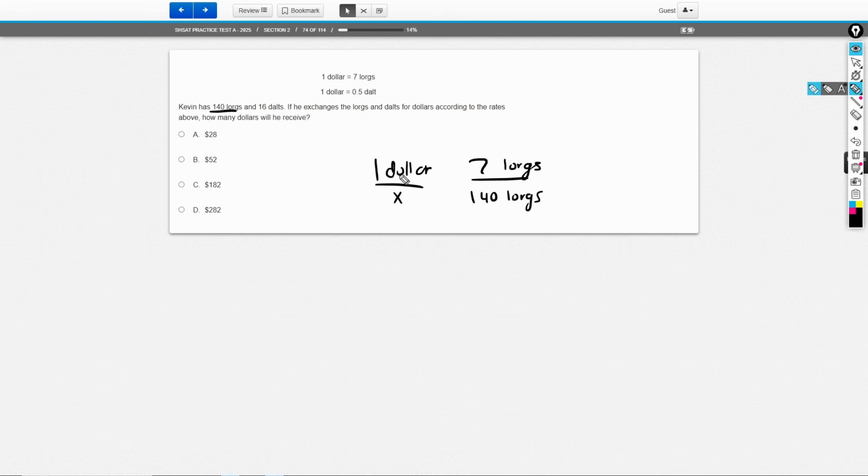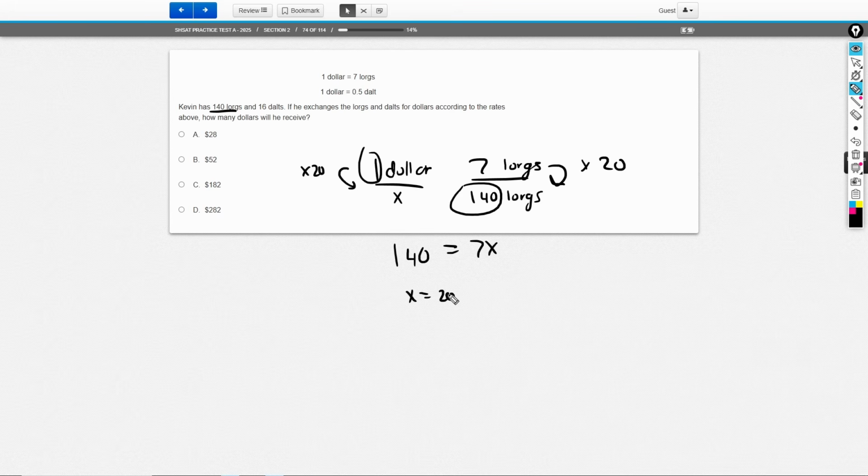Now you can think about it like this. You can either cross multiply. 1 times 140 is 140, and X times 7 is 7X. Or you can just think, well, what did I have to multiply 7 by to get 140? That's 20. So now I have to do the same thing to get $1 into X. So I multiply by 20, and I get that X is equal to 20. Or if you cross multiplied, you could just divide both sides by 7. 140 divided by 7 is 20. So far, this guy has $20 just from the lorgs.